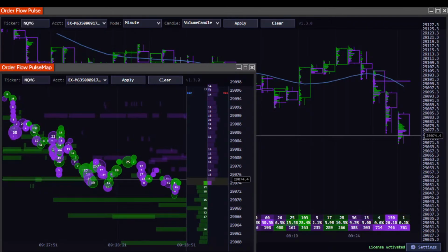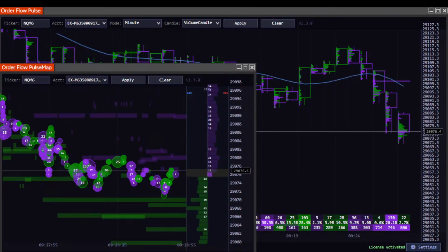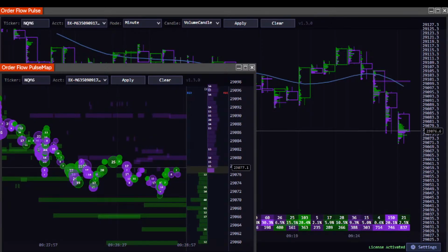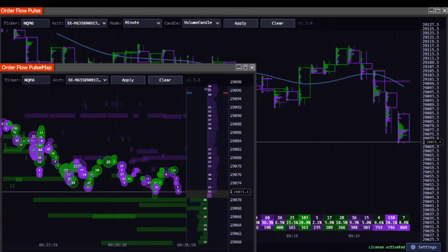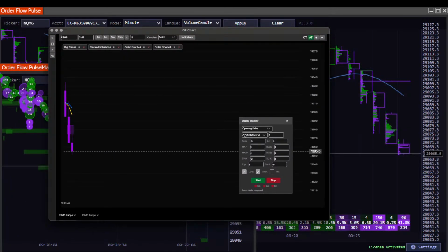Also, I'm not trading on NinjaTrader. I have it streaming, but I'm trading on my personal trading platform. As you can see right here, I am trading on my personal platform.